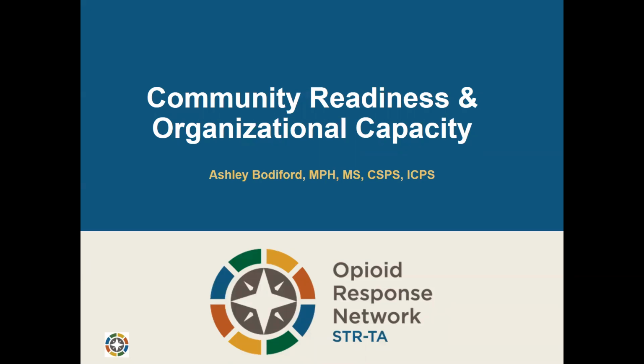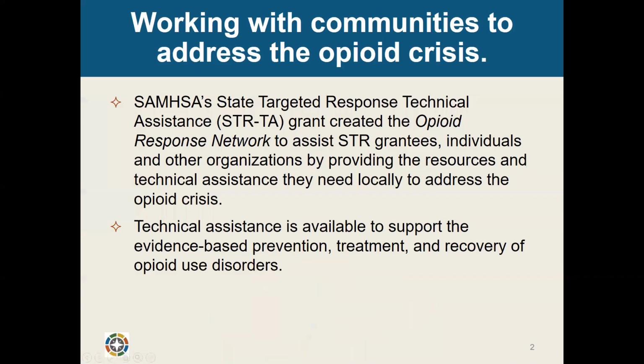This work is being conducted as part of a grant from the Substance Abuse and Mental Health Services Administration. The State Targeted Response Technical Assistance Grant was created, and it is now operating under the name the Opioid Response Network. Our goal is really to assist those STR grantees, individuals and other organizations in the communities that they serve, by providing resources and other technical assistance that they need to really build capacity around the work that they're already doing in their local communities and help connect to other initiatives so that everyone working in this field can have a greater impact on their work on the opioid crisis.